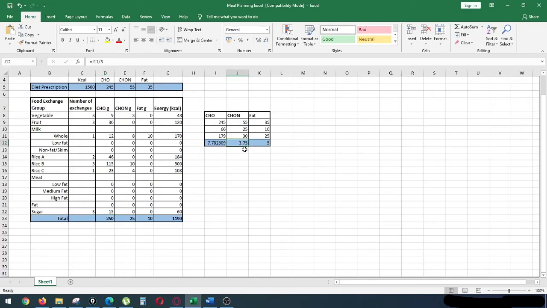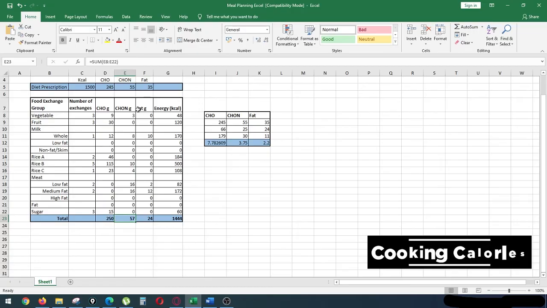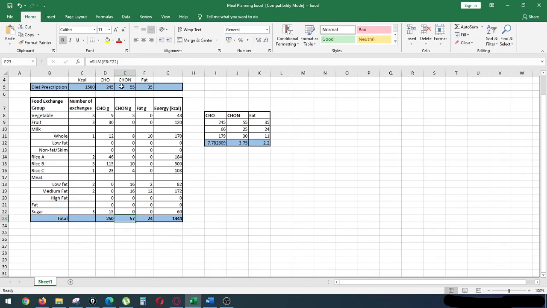Next one, we are going to get the protein allowance. We have here 3.75, so we can round that off to 4 exchanges. Let's distribute it into meat exchanges. We can use 2 exchanges for low-fat meat and 2 exchanges for medium-fat meat. Let's see if that works. Now we have a total of 57, and let's compare it with the protein exchange, which is 55. So you see, we have an excess of 2 grams, and that is okay again because we are allowed plus or minus 5 allowance for macronutrients.